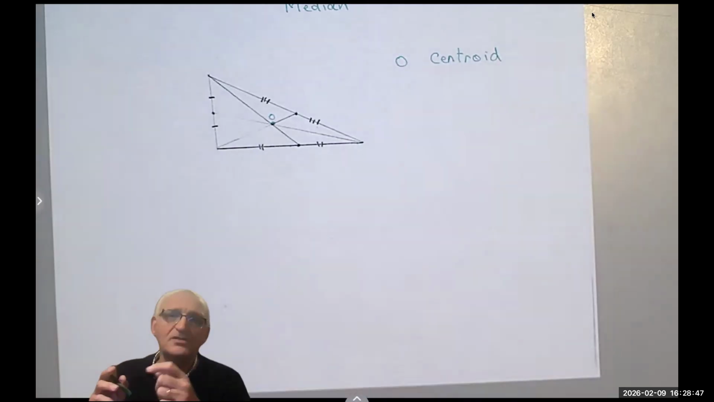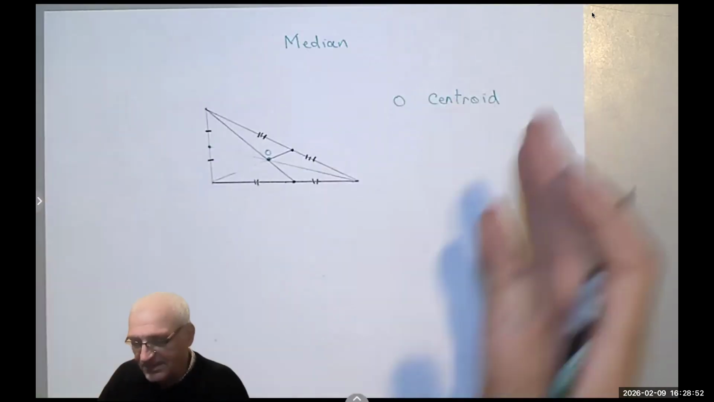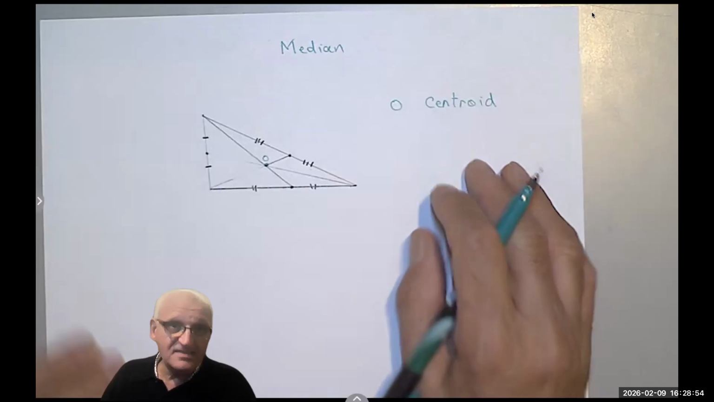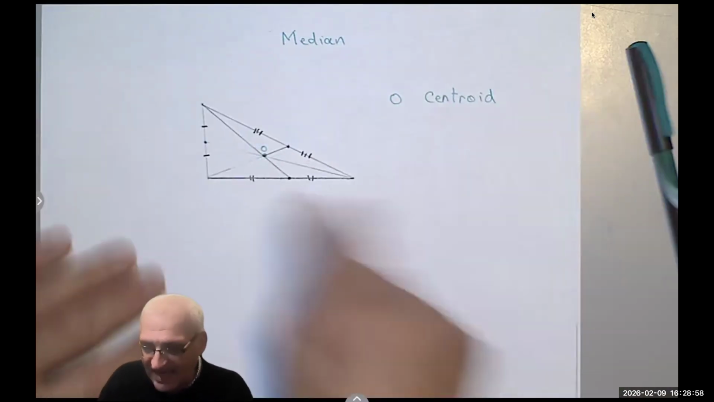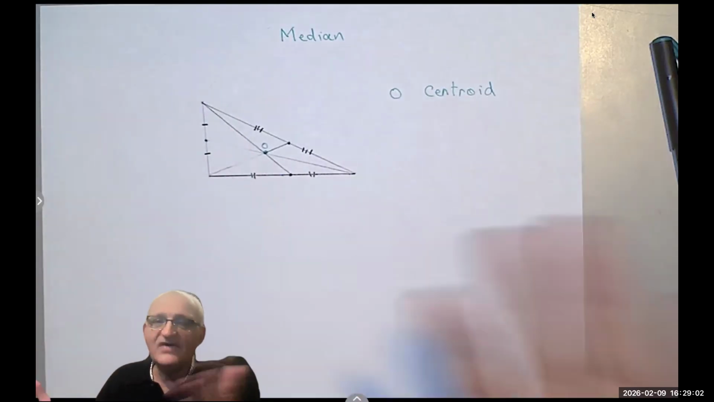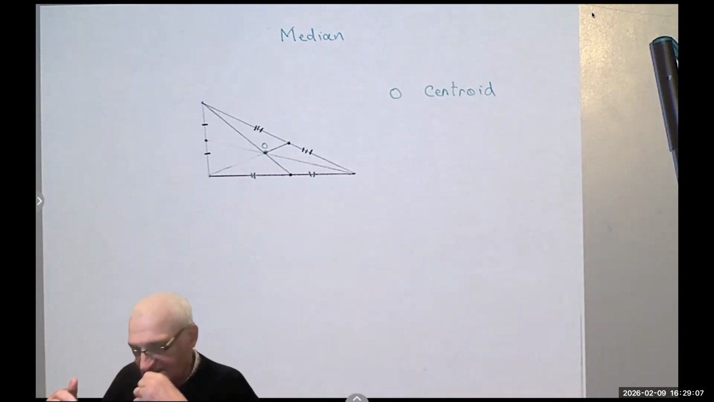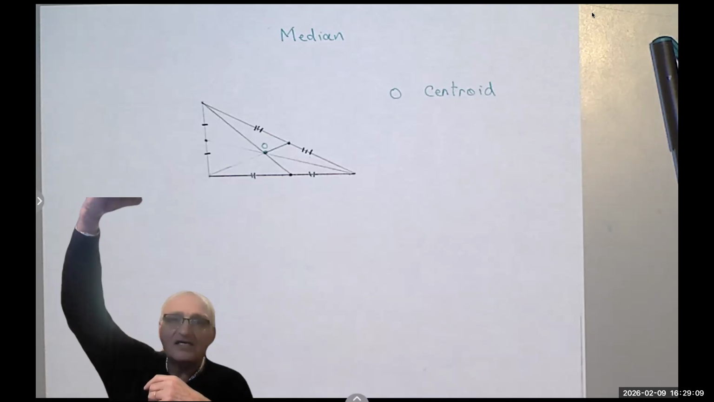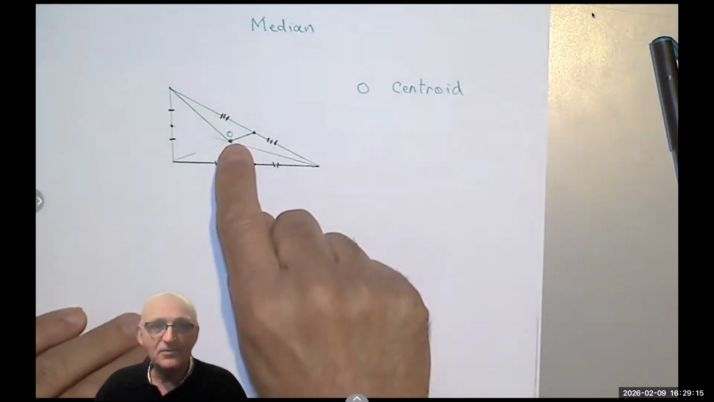What is the centroid? You might have heard it called the center of mass, or center of area. If I have a triangle made of any material, like steel or aluminum, whatever the case is, and you want to hang it such that it stays horizontal, you have to hang it from this point, which is the center of mass.